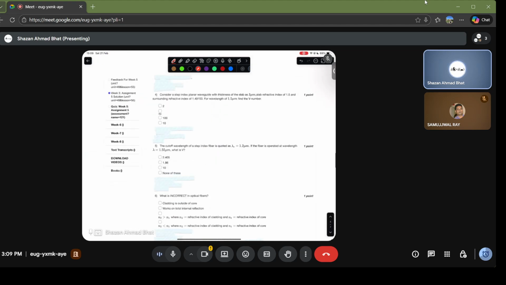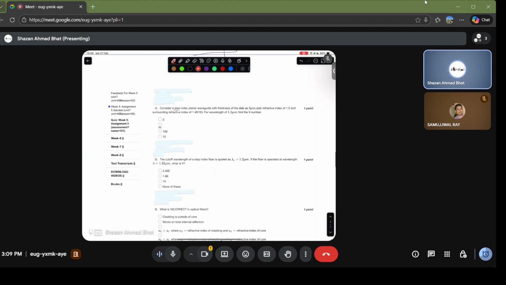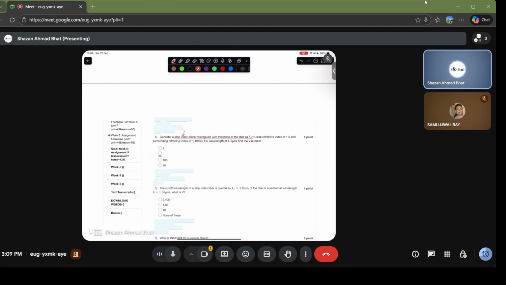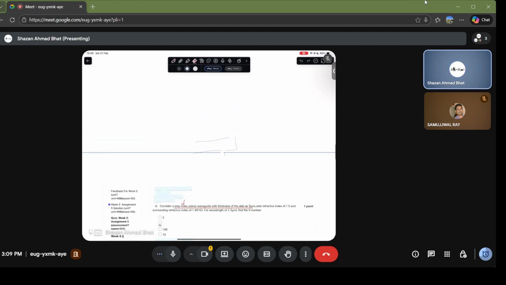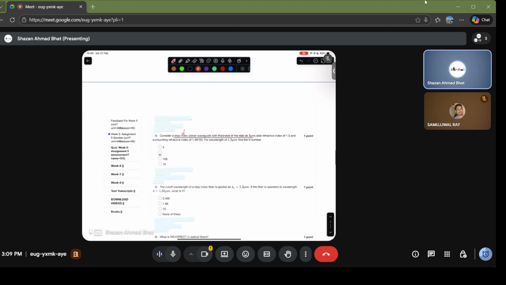Now, moving on to question 4: consider a step index planar waveguide with a thickness of 3 micrometers. So you have a step index planar waveguide. What is a step index? Step index basically means that you have a step in the refractive index. What does it mean? First, let's read the full question.